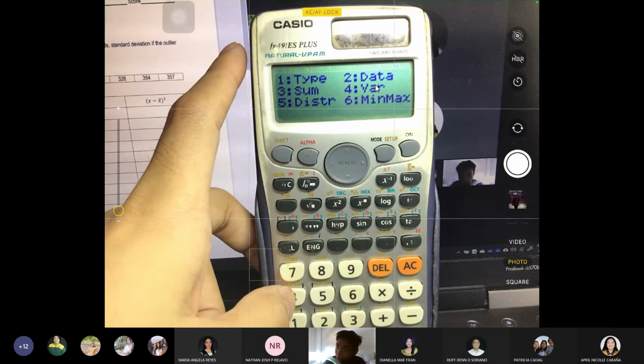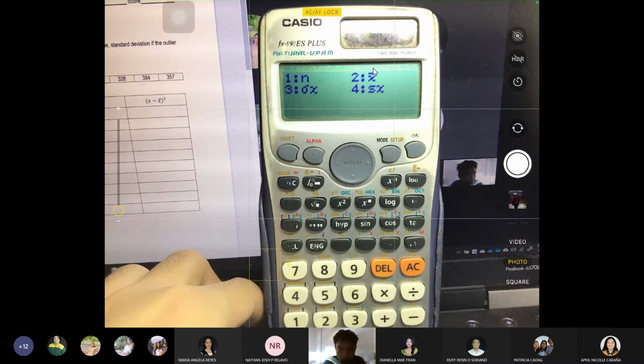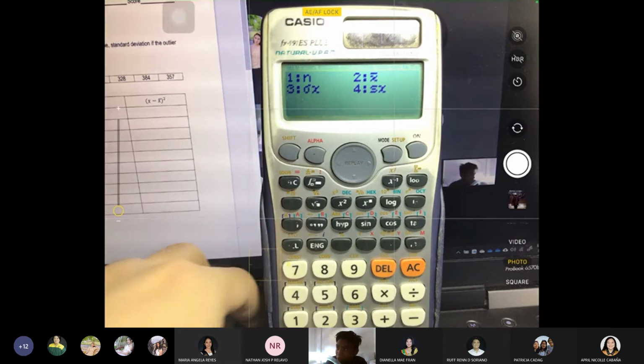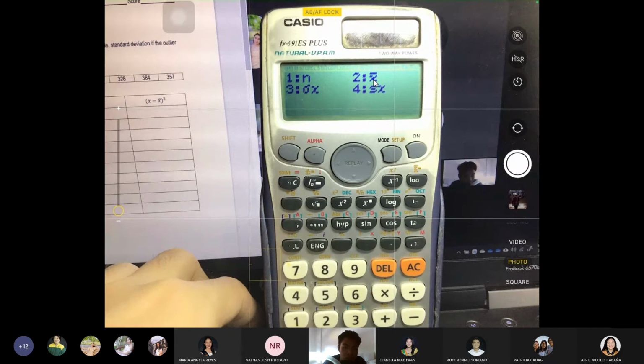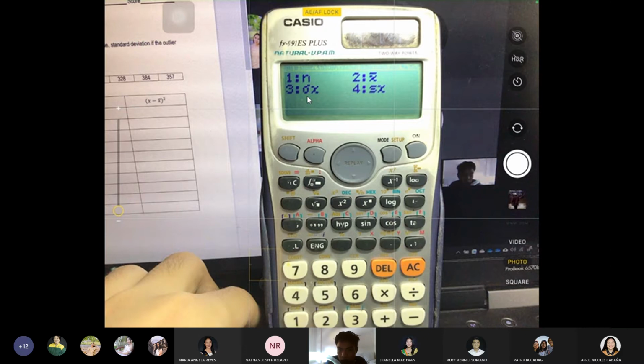So, pindutin mo yung var, you will be given with 4 options, no? One is n. N is the number of measurements, which we know is 10. So, huwag mo na pindutin yan. Next one is the x bar, which is the average. And then for 3 and 4, we have the standard deviation. Ano yung difference ng dalawa? Etong sigma x, no, for number 3, that is the population standard deviation. And the formula is different with what we use. No? So magkaiba siya ng formula sa ginamit natin. So hindi natin to gagamitin. Kasi magkaiba yung standard deviation formula if onti lang yung data mo and kapag super dami ng data mo. Okay? So, yan. So, hindi natin to gagamitin.